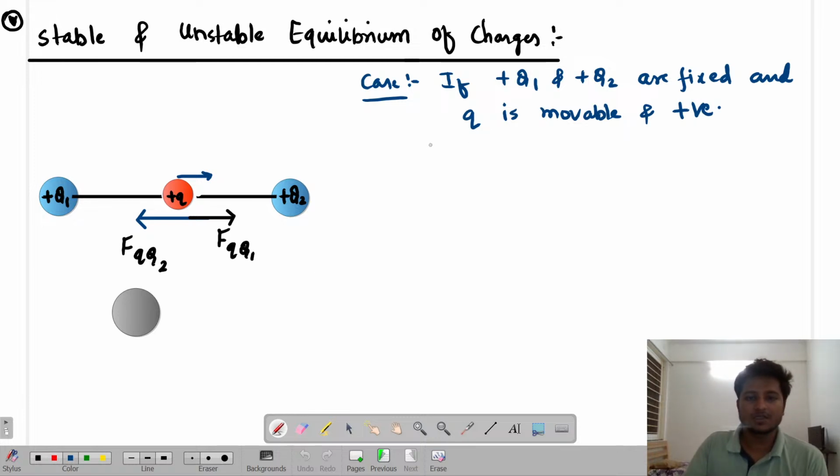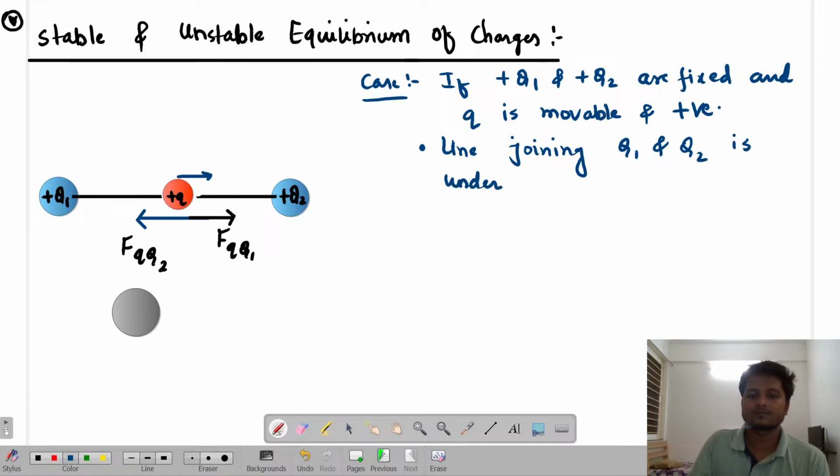So we can say directly the first point: the line joining Q1 and Q2 is under a stable equilibrium.